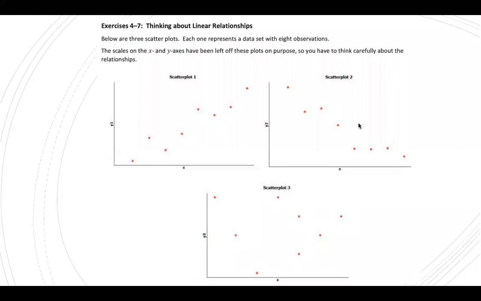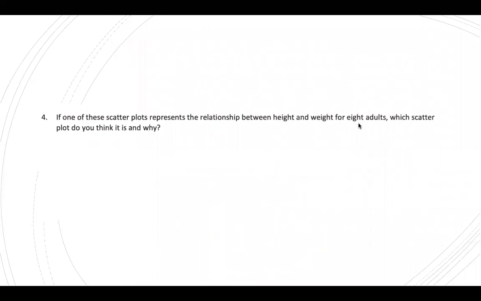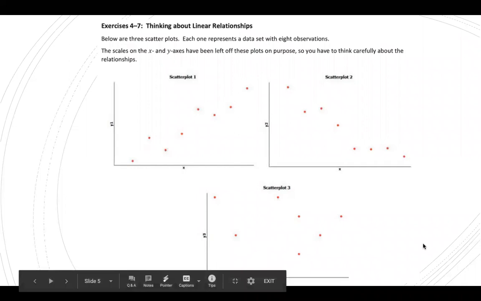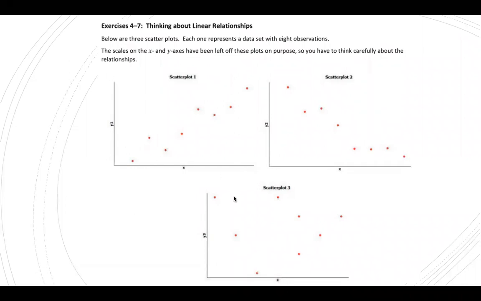So if we think about those, if one of these scatter plots were to represent the relationship between height and weight for 8 adults, which plot do you think it would be and why? Which one of these 3 do you think would be height versus weight? We can put height as our Y and weight as our X, or vice versa, and think about it.